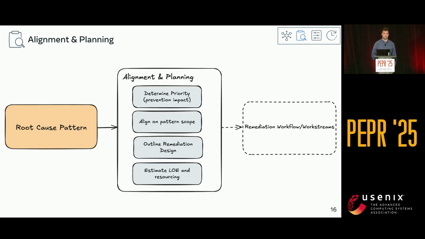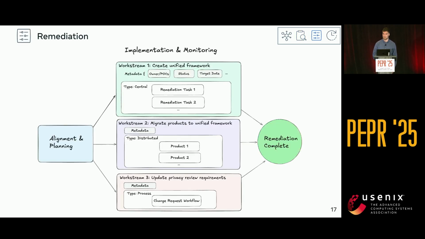But before we can move from root cause patterns to directly implementing remediations, a critical prerequisite is aligning with all stakeholder product and infrastructure teams on the scope of the patterns themselves, determining the priority of the proposed work towards preventing systemic incidents, and planning remediation workstream design, which also includes securing resources and committing to timelines. Depending on the complexity of the cluster, this process can take a while.